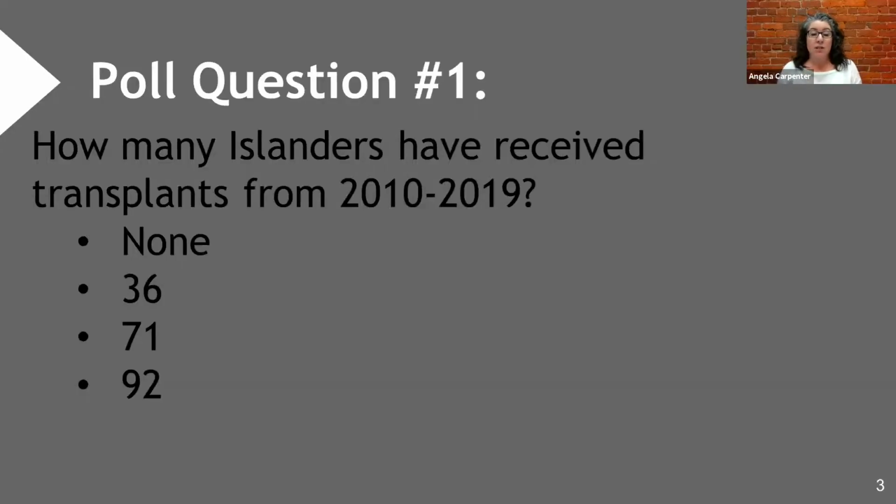So poll question number 1. How many Islanders have received transplants from 2010 to 2019? So those are the last 10 years, basically. We don't have stats for 2020 yet. So your choices are none, 36, 71, or 92.